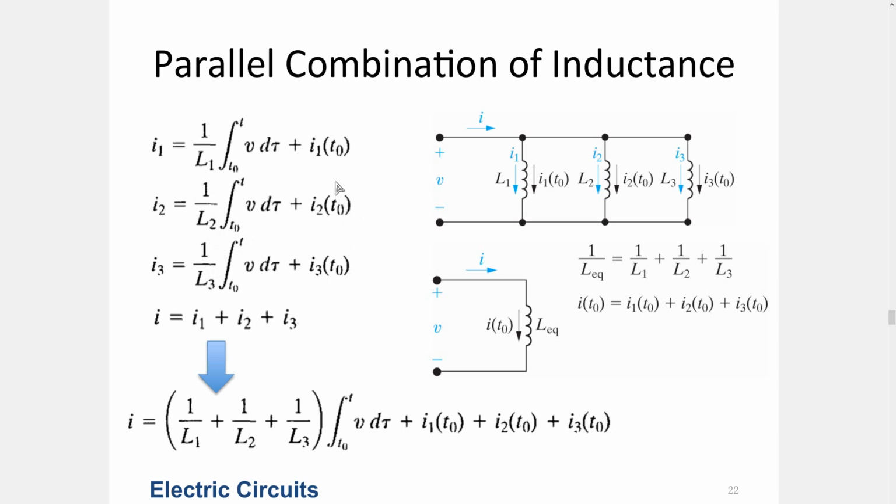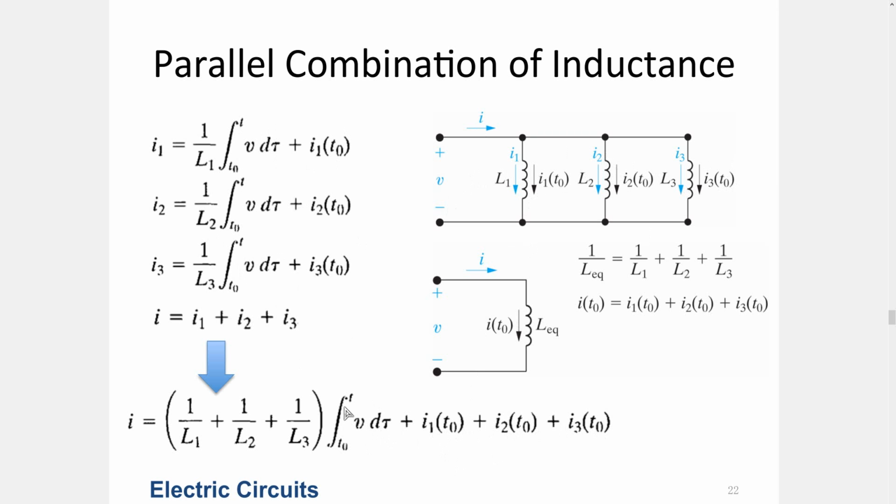From here, I can simply see that the total current entering this circuit is the sum of the three currents, according to Kirchhoff's current law for this circuit node. So I equals I1 plus I2 plus I3. If I add these, I obtain 1 over L1 plus 1 over L2 plus 1 over L3 times the integral of V dt, because that voltage is the same for all components, plus their initial value currents if they have any. That is I1(t0), I2(t0), and I3(t0).